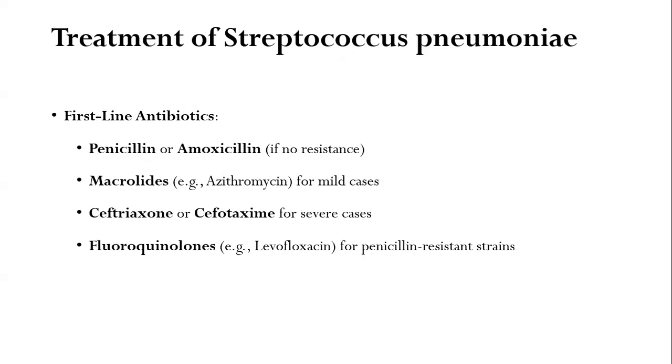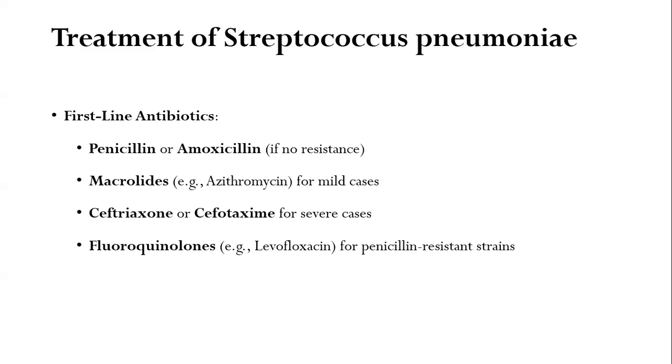Now, what are the treatment guidelines for pneumococcal pneumonia? The first line antibiotics are penicillin or amoxicillin if there is no resistance. However, this penicillin amoxicillin resistance is very, very common nowadays. So, in milder cases, we can use macrolides like azithromycin.